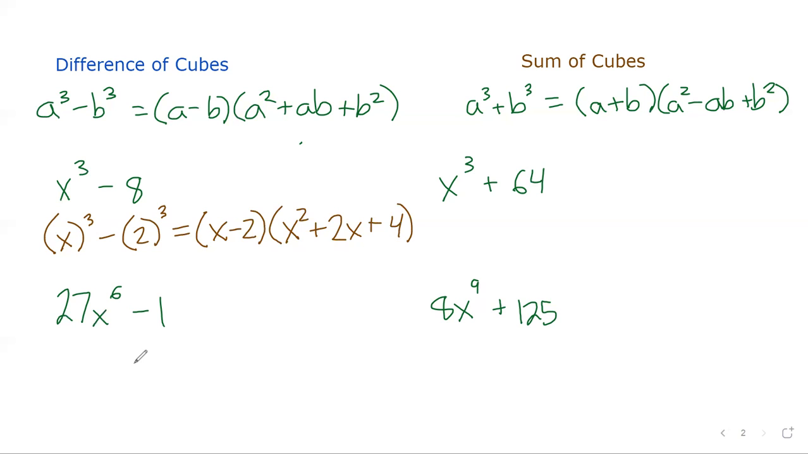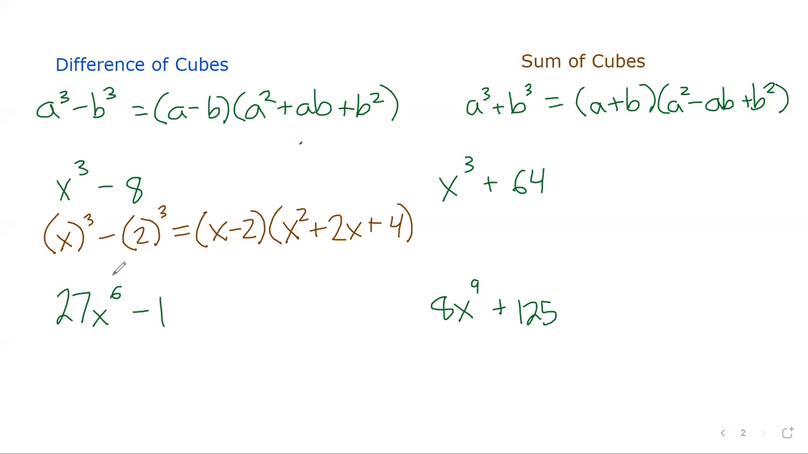They both follow that format. Well, 1 is both a perfect square and a perfect cube, so that doesn't really narrow it down. X to the 6th is also a perfect square and a perfect cube, so that also doesn't narrow down which format we're going to use. But 27 is not a perfect square, but it is a perfect cube.